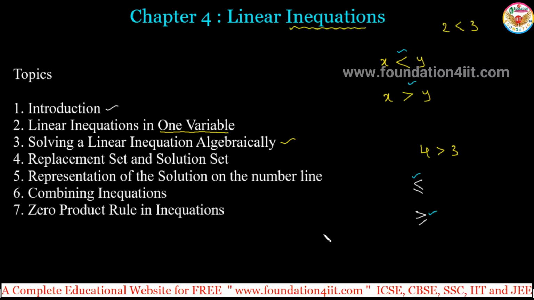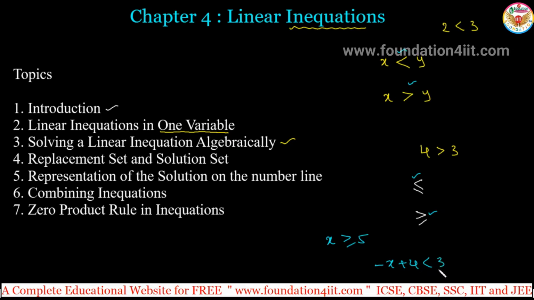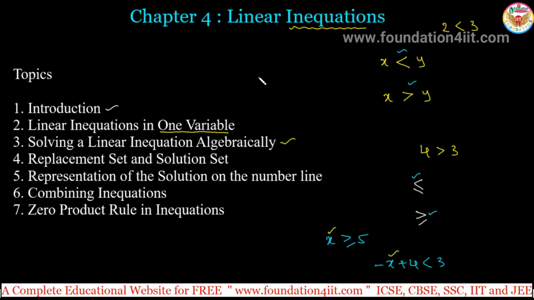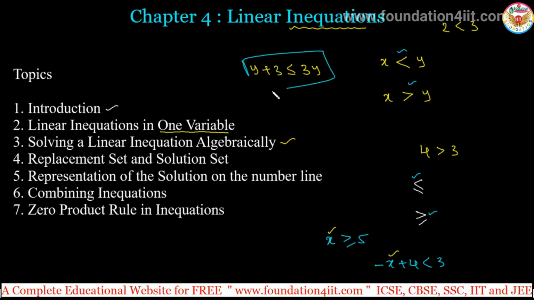For representation, like x is greater than or equal to 5, which means 5 also is included. Even minus x plus 4 less than 3 are examples of inequations, only in one variable. The variable should be only one, either x or y, like y plus 3 less than or equal to 3y. Now this is a linear inequation in one variable. Only one variable, either x or y, we need to apply.